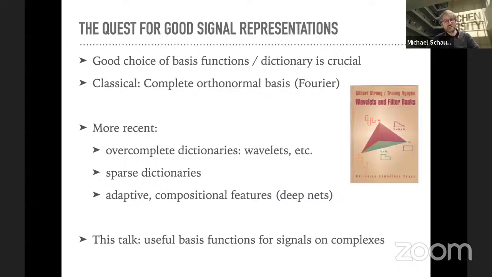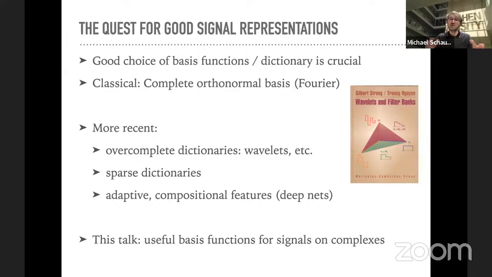And more recently, people have explored wavelets, all sorts of other types of dictionaries, so over-complete dictionaries rather than complete orthonormal bases, sparse dictionaries. And of course, the most recent trend is, rather than going for some sort of additive decomposition of the signal in terms of a dictionary, you go for composition of features, for compositions of functions in the form of deep nets, right?